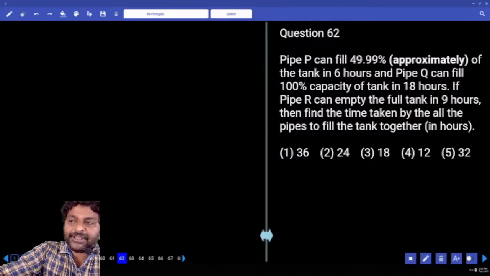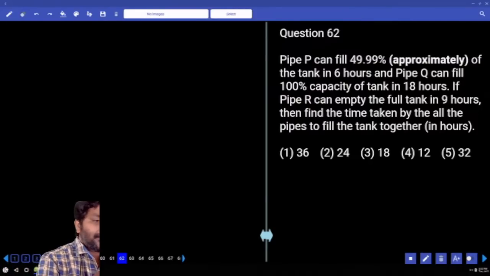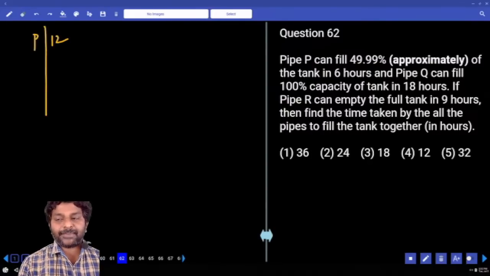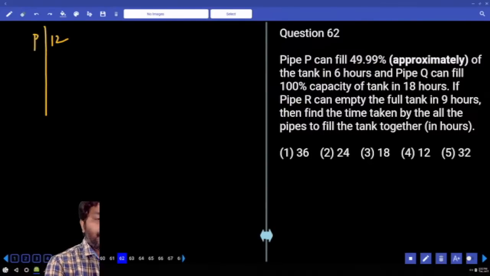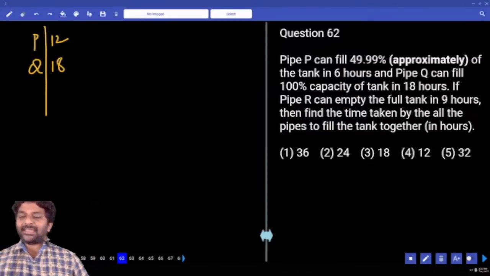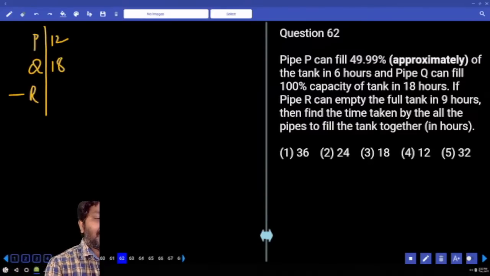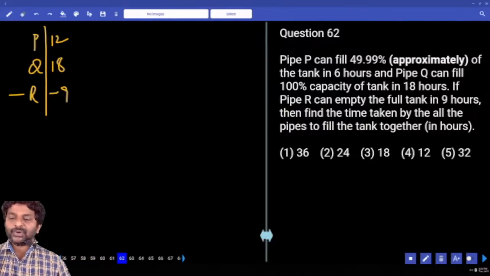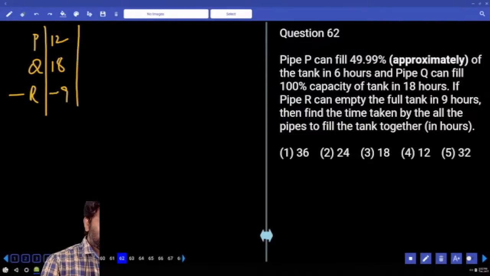Pipe P can fill 50% approximately of the tank in 6 hours. Then 100% in 12. Q can fill 100% capacity of the tank in 18. If pipe R can empty the tank in 9 hours, find the time taken by all the pipes to fill the tank together. LCM. Come on. Okay.